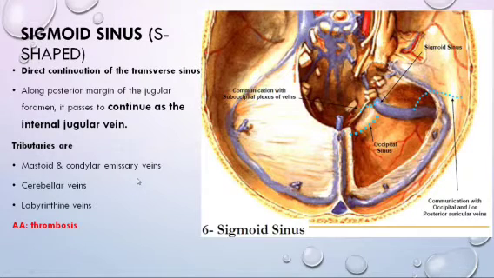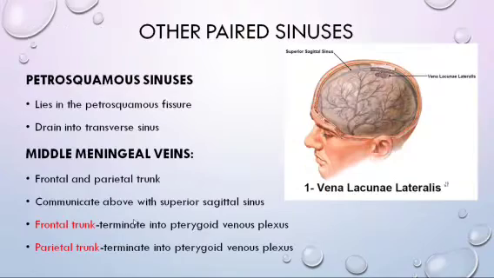Okay, so clear? Also the otitic hydrocephalus. What it is, the inflammation of again the middle ear. So accumulation of CSF will occur in thrombosis of sigmoid sinus. Okay. So clear? Any doubt? Okay, now other paired sinuses, two more are there. Petrosquamous sinus. In the classification, I didn't mention about the middle meningeal vein.